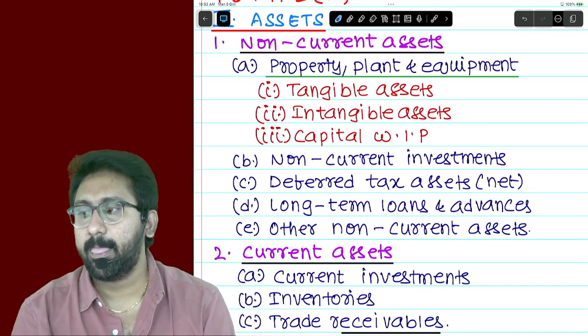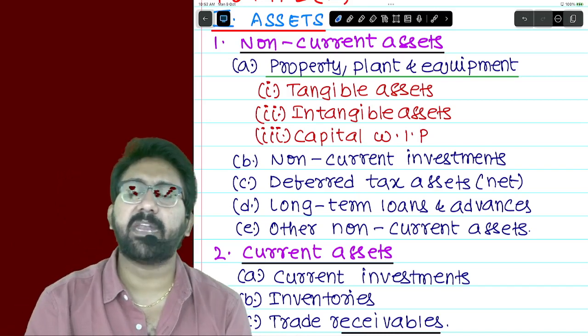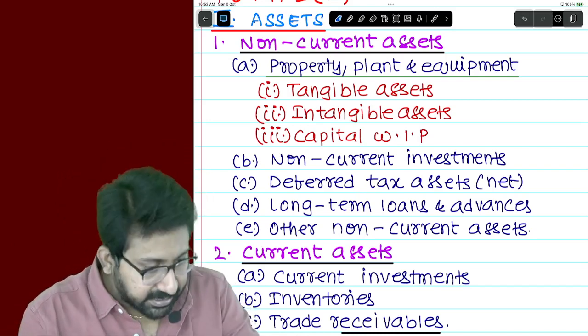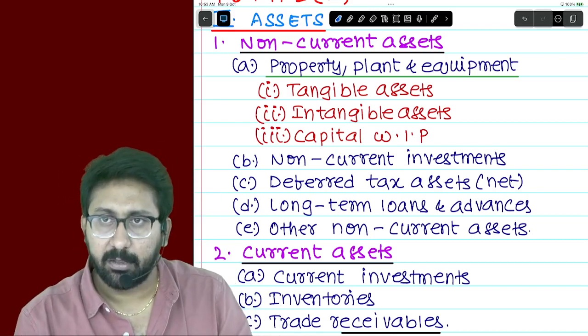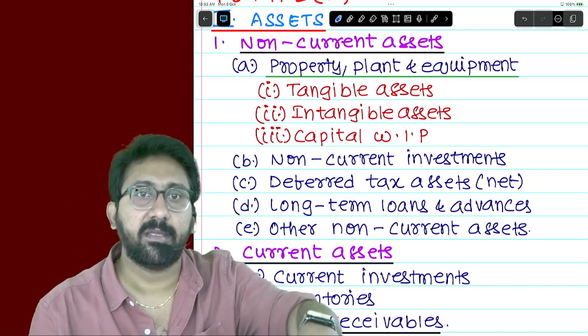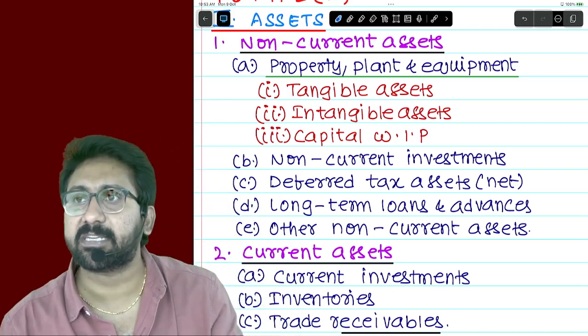Number one, tangible assets. What do you mean tangible? You can touch, you can see. Those are called as what? Tangible. Which you can't see but it is there, intangible. Examples of intangible asset?